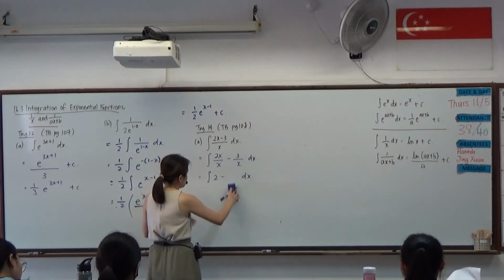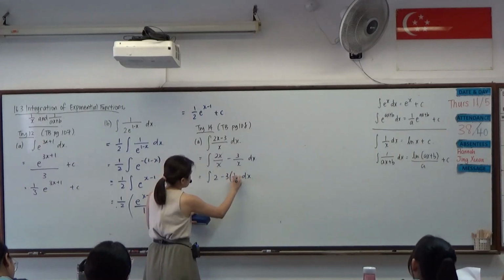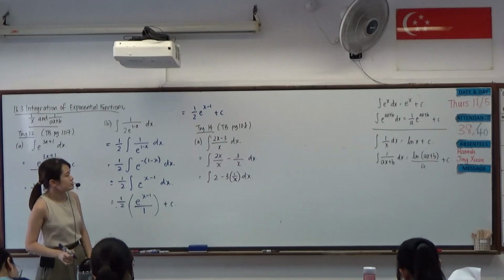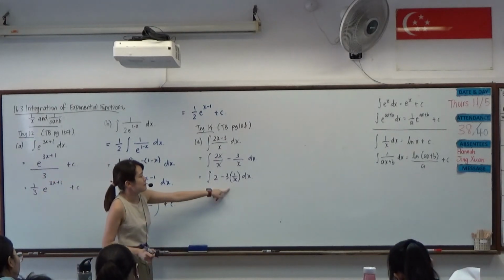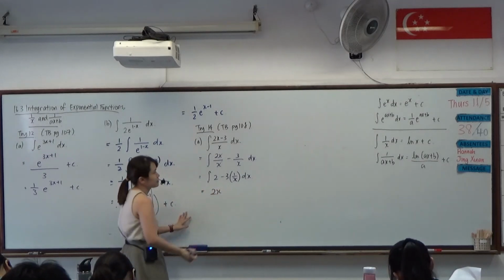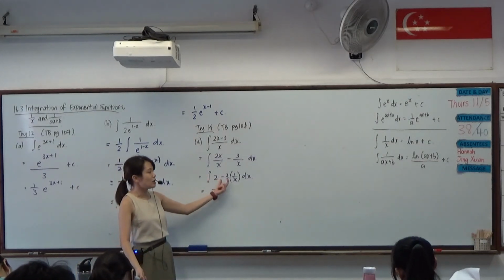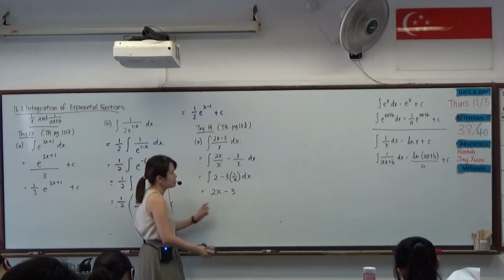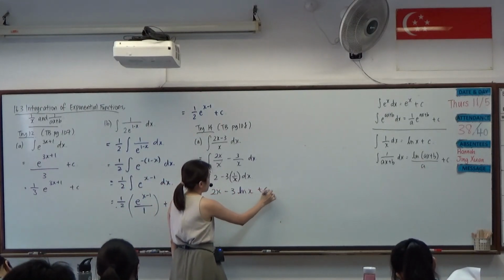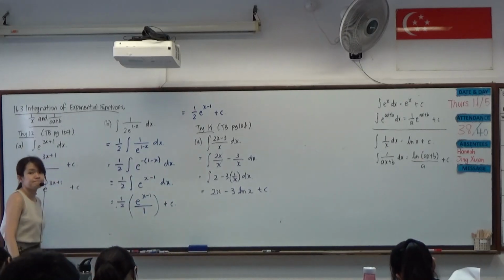So maybe I'll intentionally write this, so that you can see that we're going to integrate part by part. So integrating 2 will give us 2x. This is just a constant number, so I'll just keep it there first. Integrating 1 over x will give me ln x. And then I'll follow with a plus c.